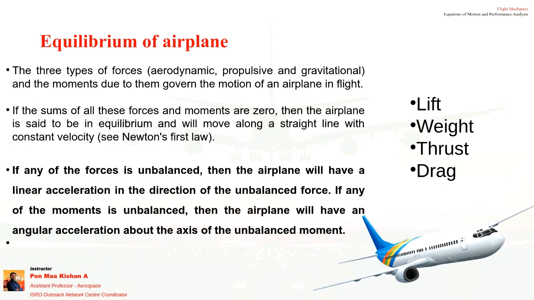Once again, read the statement: if any of the forces is unbalanced, then the airplane will have a linear acceleration in the direction of the unbalanced force. Here the force is decreased, and here the force is increased. So there will be a linear acceleration. The acceleration will be like this.